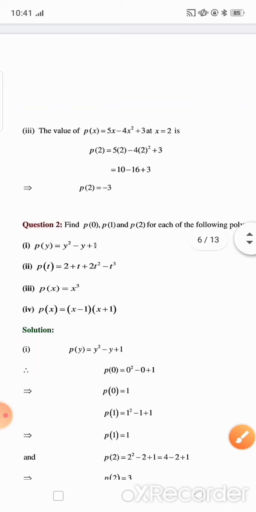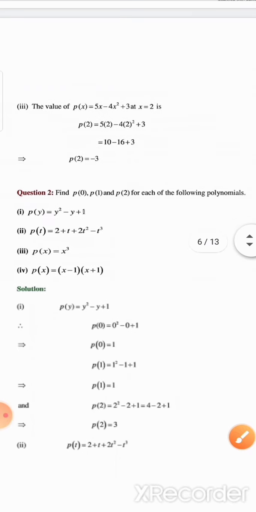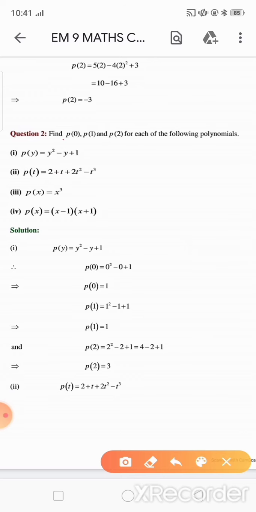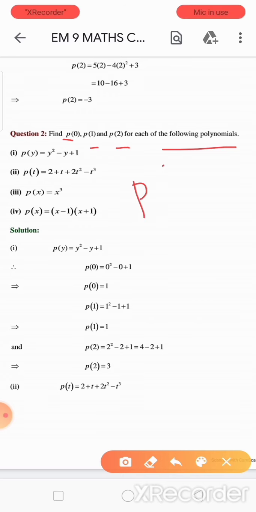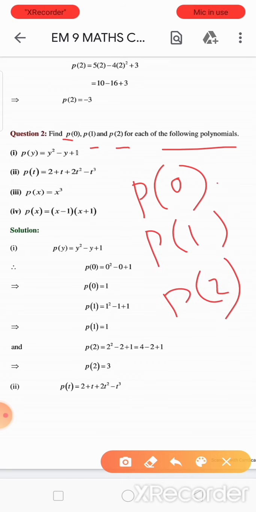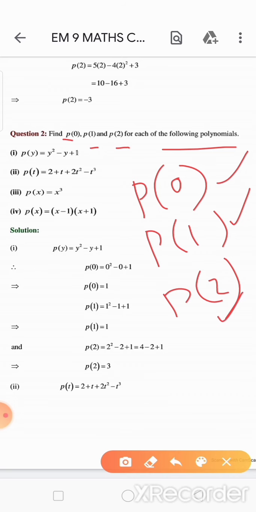Now our next question, question number 2. Question number 2 is, find p of 0, p of 1, p of 2 for each of the following polynomials. We have given 4 polynomials and we have to find the value of polynomial at x equal to 0, at x equal to 1 and at x is equal to 2. We have to find p of 0, p of 1 and p of 2 for all the 4 polynomials.